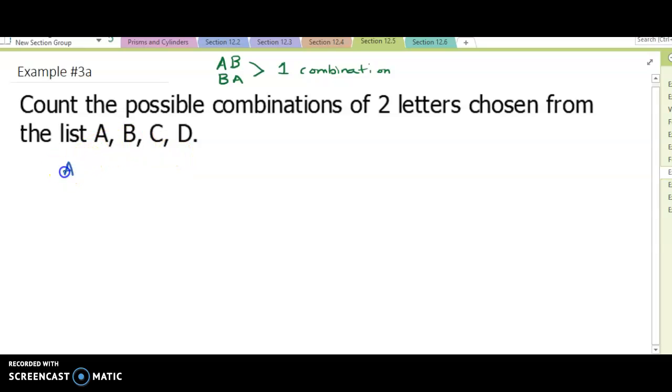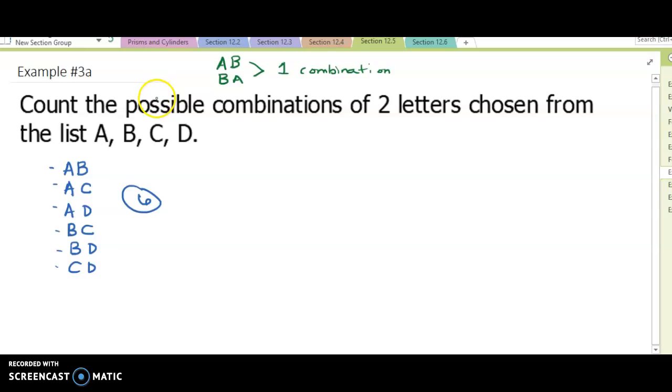We could have an A and a B, an A and a C, or an A and a D. And remember, DA would be the same as AD, CA, and so on. Or we could have a BC or a BD or just a CD. With it small like this, we can write this out: 1, 2, 3, 4, 5, 6. So there would be 6 total combinations we could have.